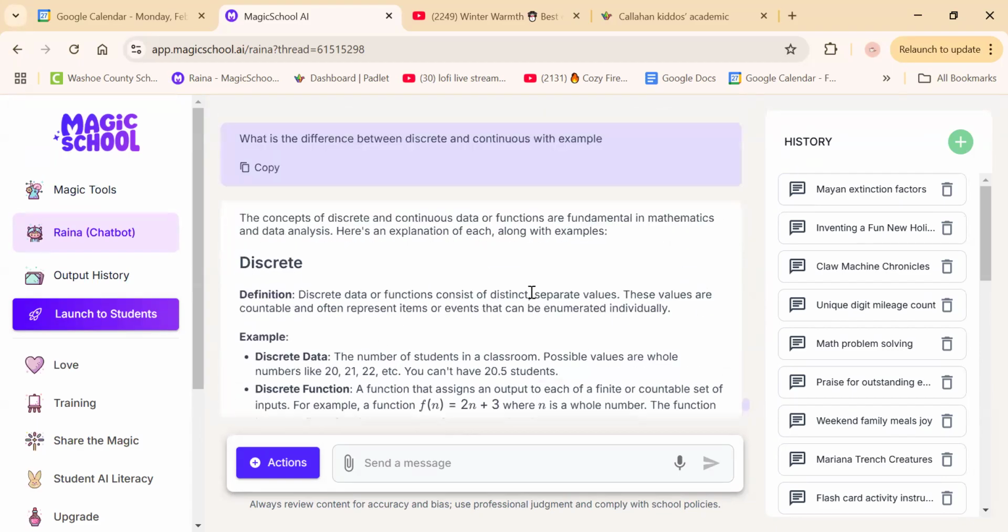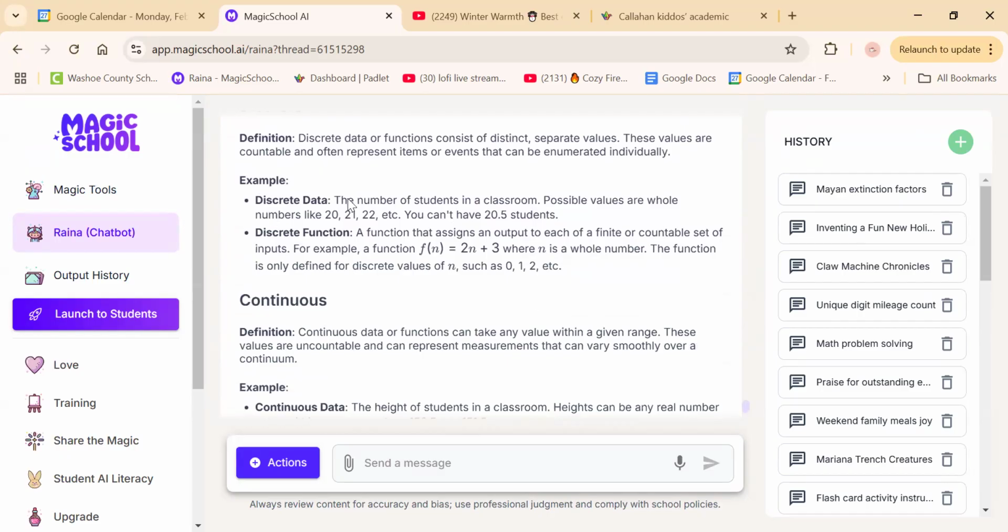Discrete data consist of separate values. These values are countable and often represent, that doesn't make any sense. So the examples are like 20, 21, 22. You can't have 20.5 students. Okay, that makes sense. Discrete has to be whole numbers, okay? You can't have 20.5 students. That makes sense, right? Okay.